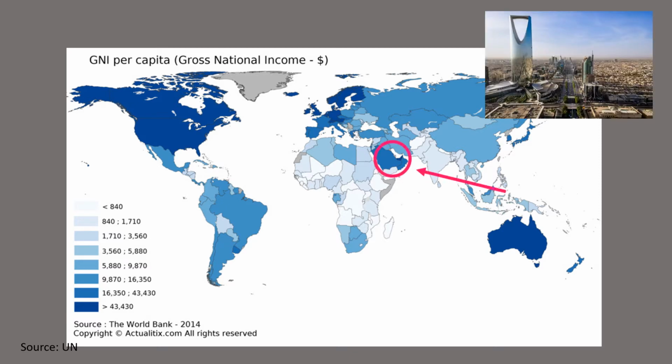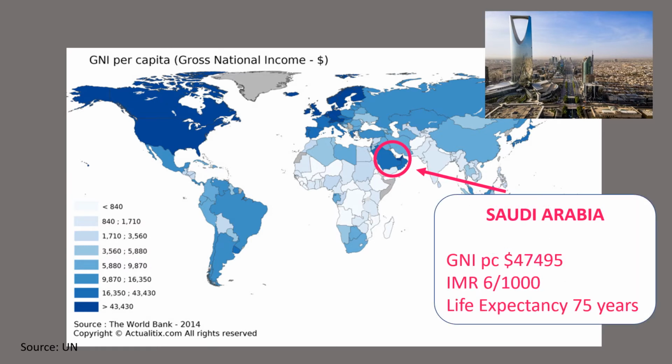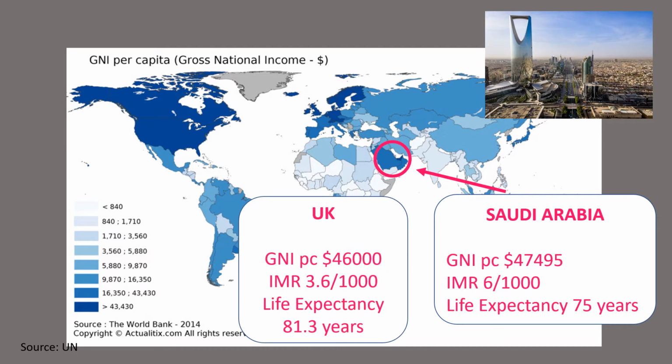Saudi Arabia is a hugely wealthy country based on oil revenues. Its GNI is $47,000 per person, similar to the UK, so we would expect all its people to have a good quality of life. However, the wealth is not evenly distributed across the population and is held by a few, and its social development indicators aren't as good as we would expect. So its infant mortality rate is 6, which means 6 out of 1,000 children die before their 5th birthday. In the UK, the IMR is 3.6, and the average age people live to is 75 years compared to 81 in the UK.